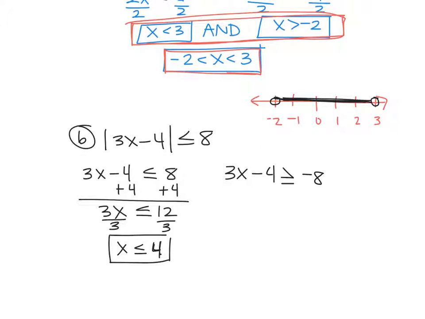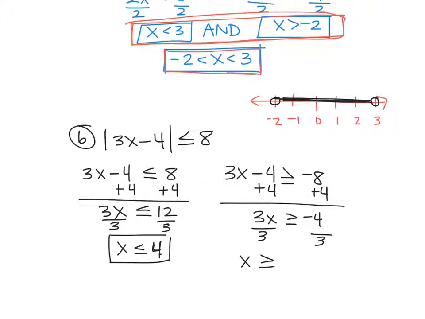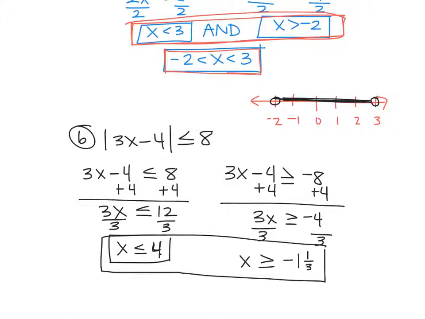Okay, move on to the second equation. We're going to add 4 here. So we get 3x is greater than or equal to, -8 plus 4 is -4. And then divide by 3. So x is greater than or equal to -1 1/3, or if you want to leave it as -4/3, that's fine also. So your answer is x is less than or equal to 4, and x is greater than or equal to -1 1/3.